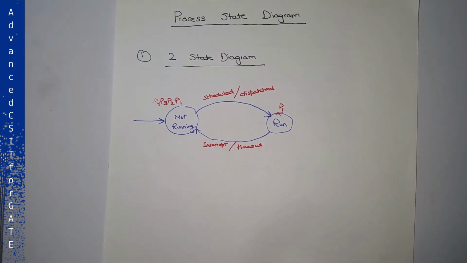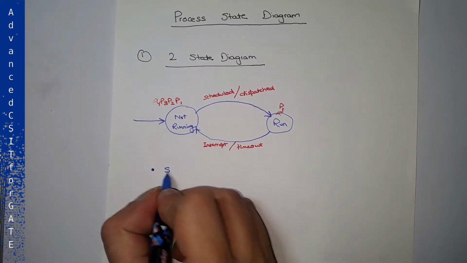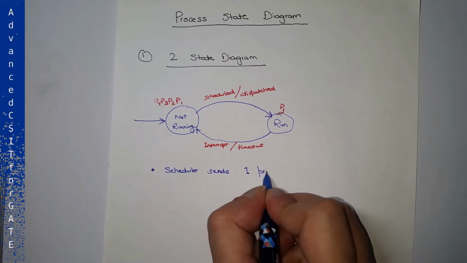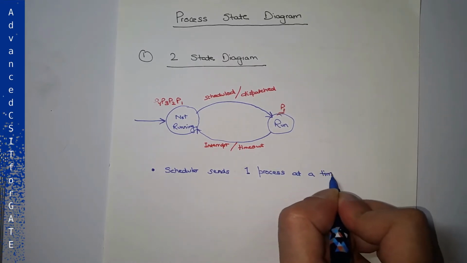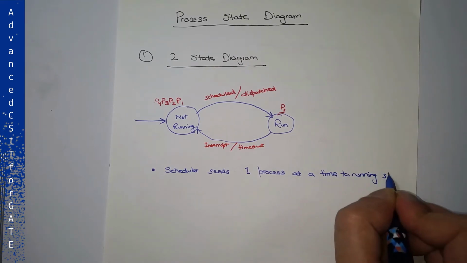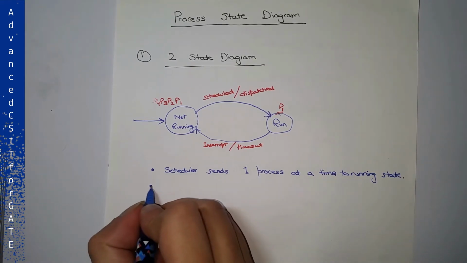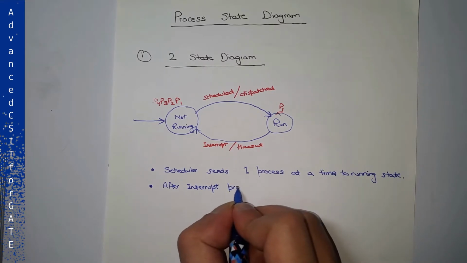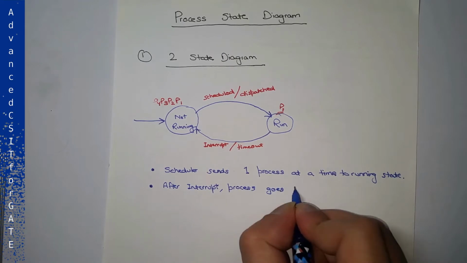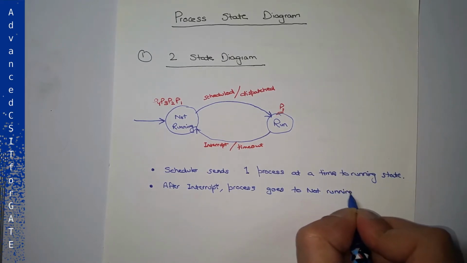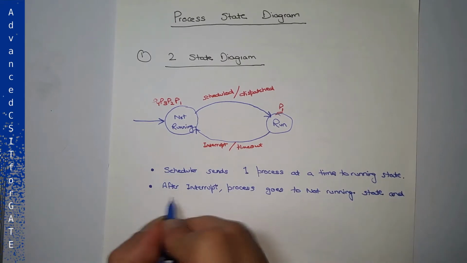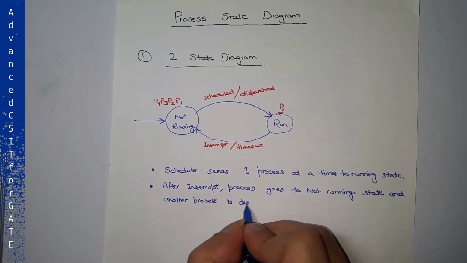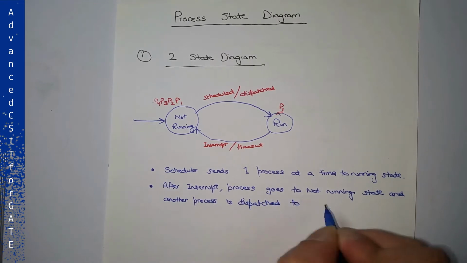Now main points regarding two-state diagram is that number one is scheduler sends one process at a time to running state, and the other main point is that after interrupt process goes to not running state and another process is sent or is dispatched or scheduled to running state.